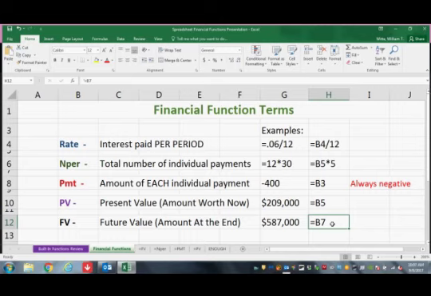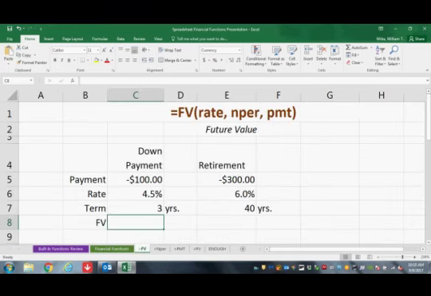Okay, let's start looking at some individual examples of using these financial functions and not having to do all this complicated math. For instance, the spreadsheet can relatively easily calculate the future value of a series of payments, an annuity, using the future value function.